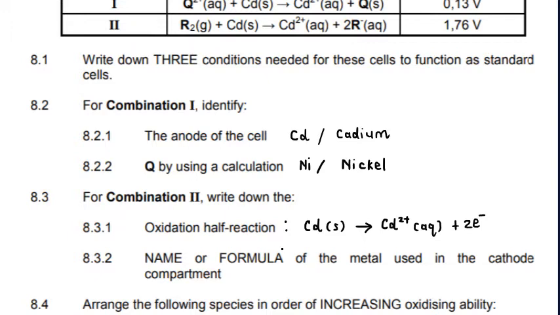And then over here, I'm going to use the formula. So the metal that is used in the cathode component, like we said, that is platinum.